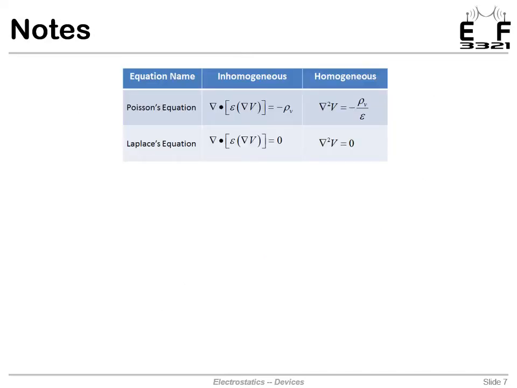So we summarize our equations in this little quad chart. In the top row we have Poisson's equation, which we use when there's charge. In the absence of charge, Poisson's equation reduces to Laplace's equation. In practice, we tend to use Laplace's equation for homogeneous media.